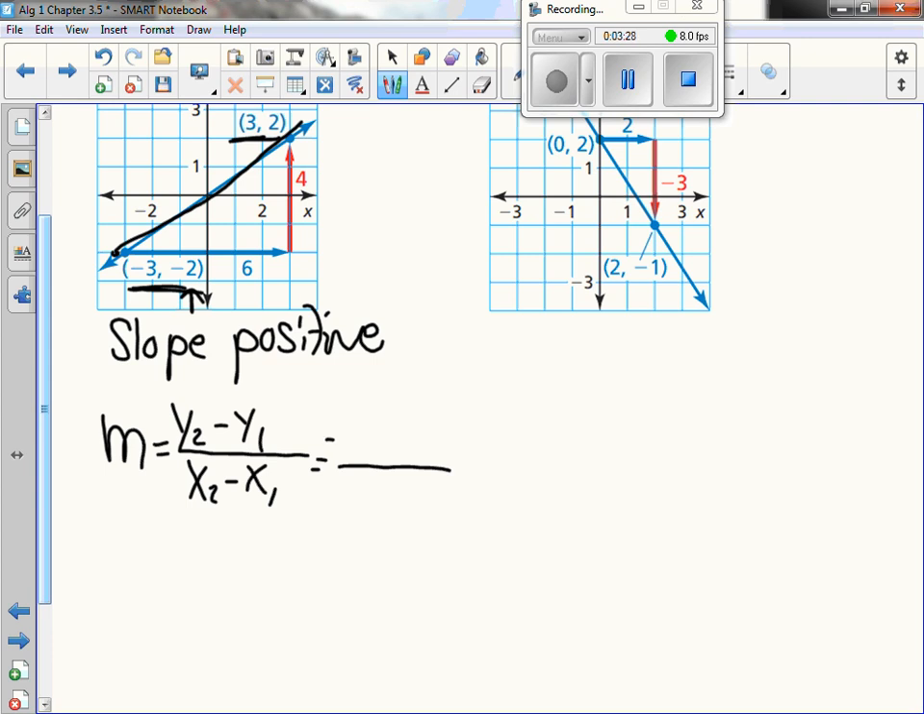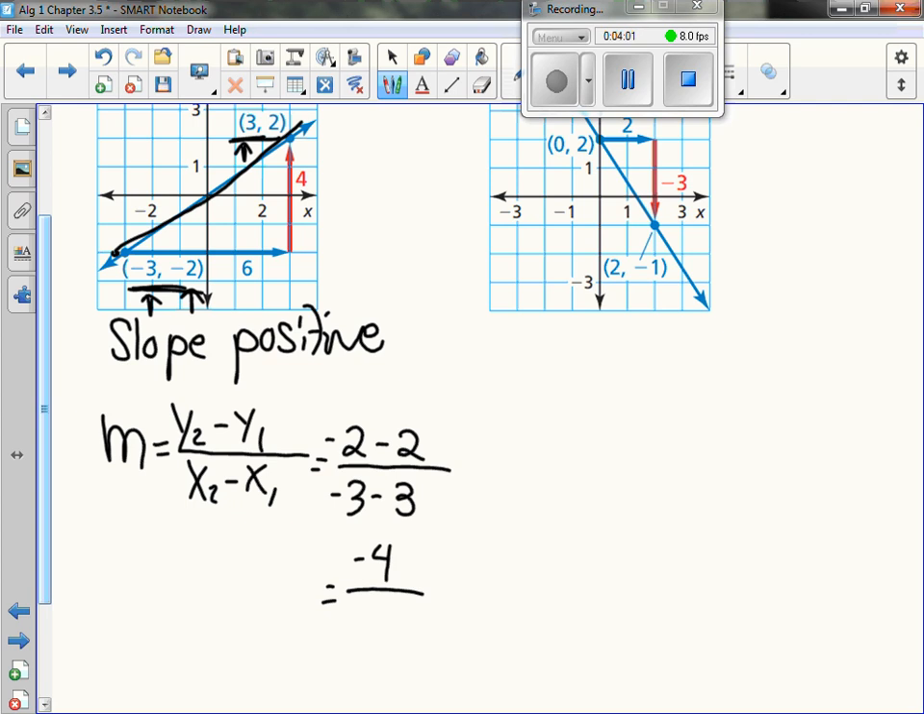So here, one of my y values is negative 2, minus the other y value is 2. Now the x values are always first. Well, one of them is negative 3, minus the other one is 3. Now at this point, you can type all this into a calculator. You can type in 2 minus 2 over negative 3 minus 3. Well, negative 2 minus 2 is negative 4. Negative 3 minus 3 would be negative 6.